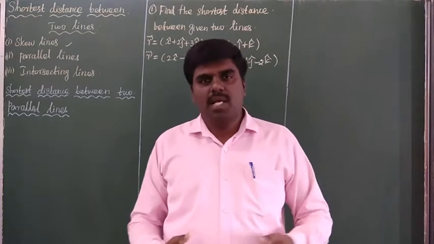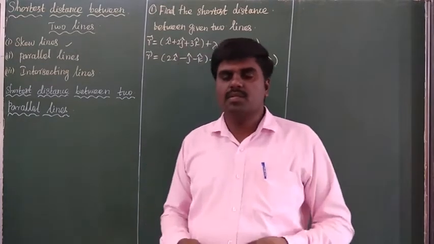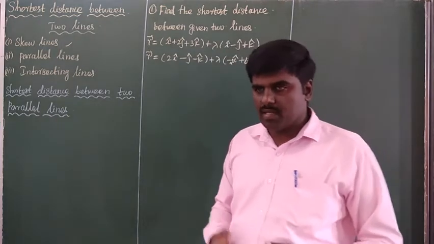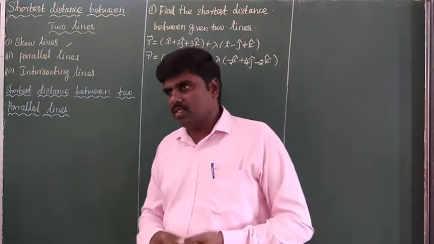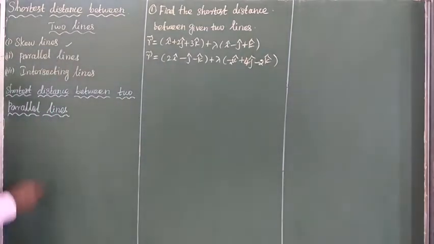The two lines are parallel means the direction ratios are the same. That's a very important result. The two lines are parallel means the direction ratios are the same. Is it clear? Okay. Now I will consider one line.